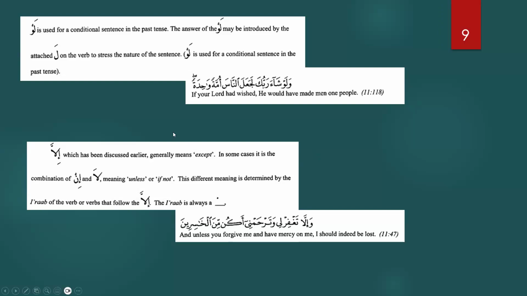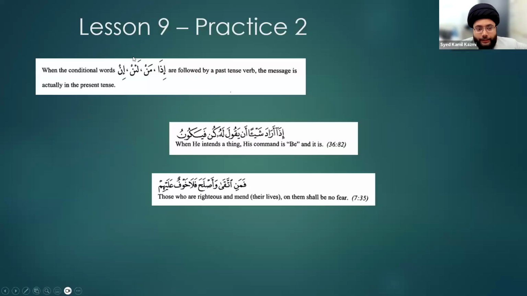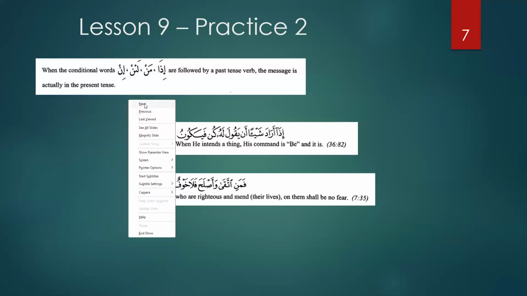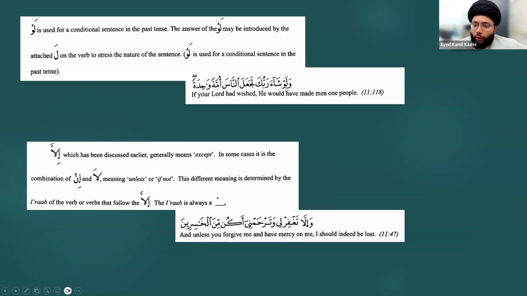Remember the words that I showed you? Let's go to the previous slide. These four words, right? They change the meaning. Law is not one of them. Next. So when law comes on top of sha'a, you're right. The meaning is if your Lord had wished, and it stays in the past.